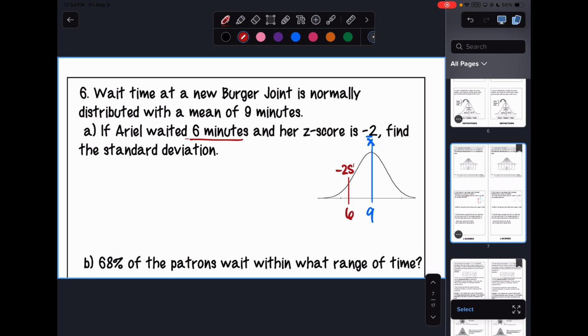Okay? Let's think for a minute. How many segments of standard deviation do we have between 6 to 9 minutes? 2, right? Because it's 2 standard deviations away. If they're equally divided for each standard deviation, since the distance between 6 to 9 is 3, and we divide that into 2 parts, each standard deviation is going to be a minute and a half. Does that make sense?